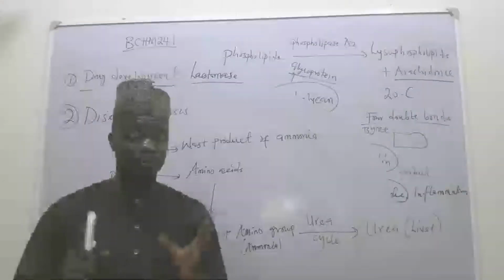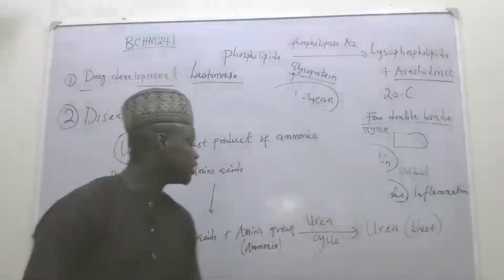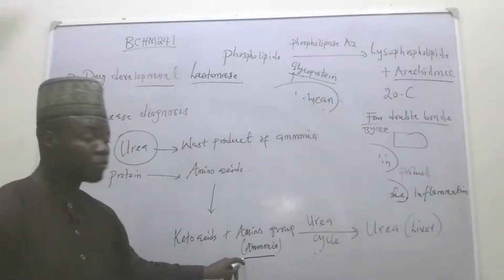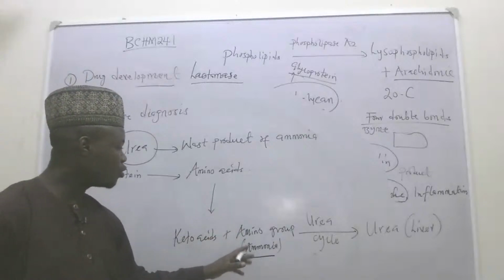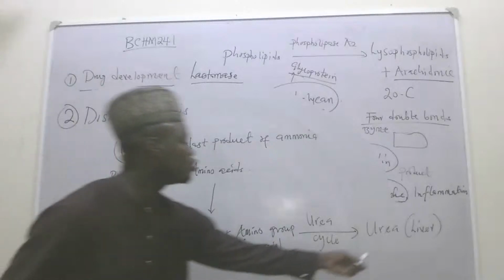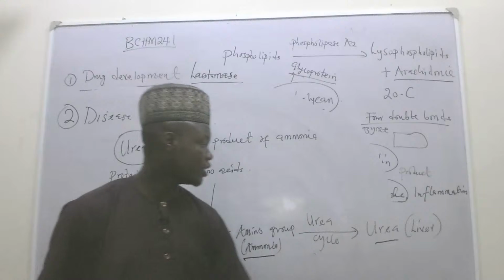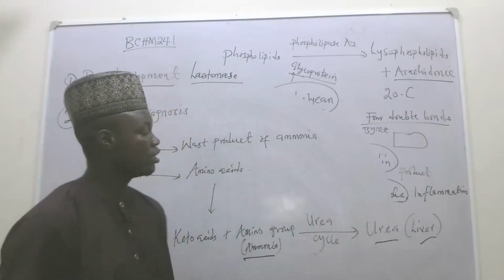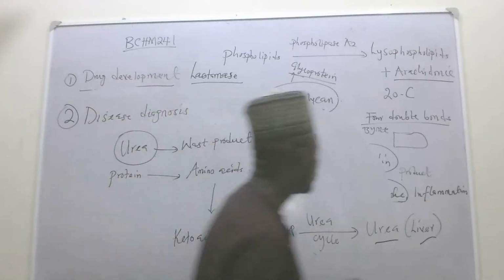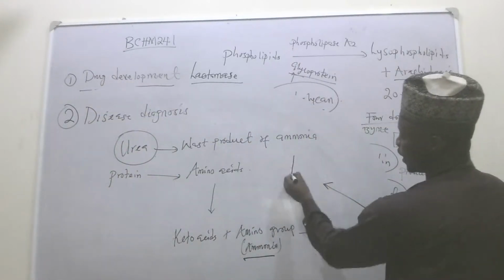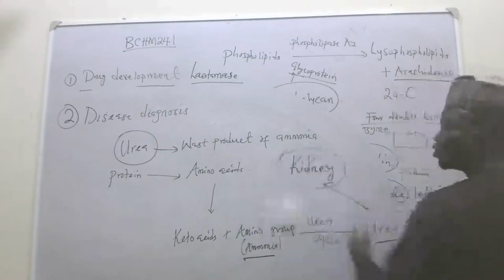Please get it, ladies and gentlemen. All this explanation is very clear, so take your time and understand what we mean. Ammonia is a waste product in our body, and we don't need it. We need to excrete it. And how do we excrete this ammonia? By converting it into urea. And this urea formation takes place in the liver. So when you produce urea in the liver, how do you excrete it? You excrete it through our kidney.